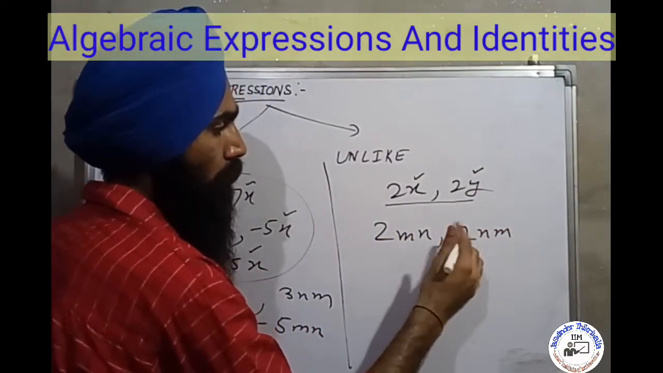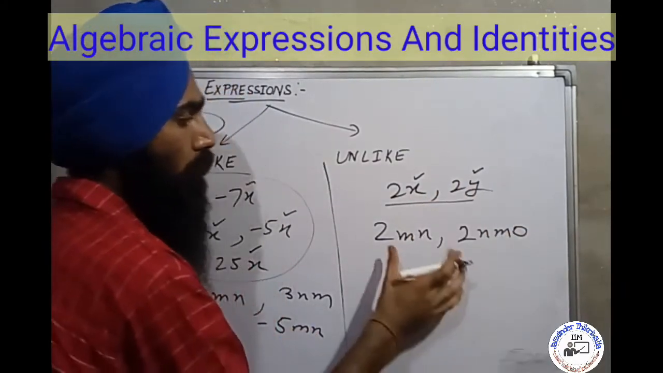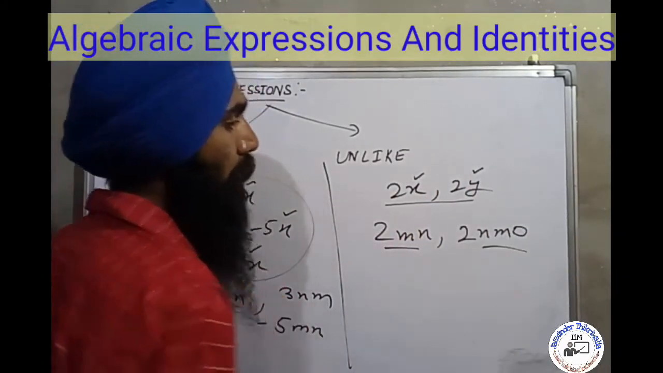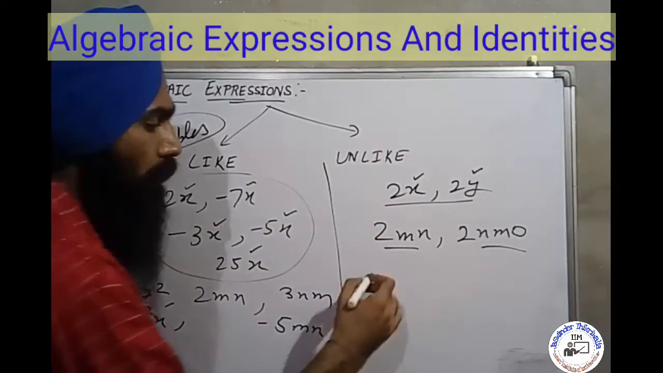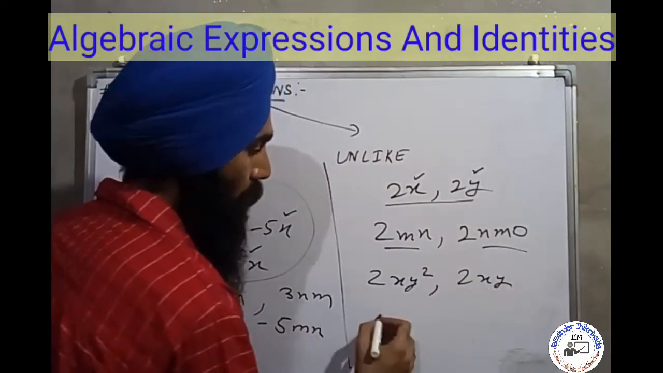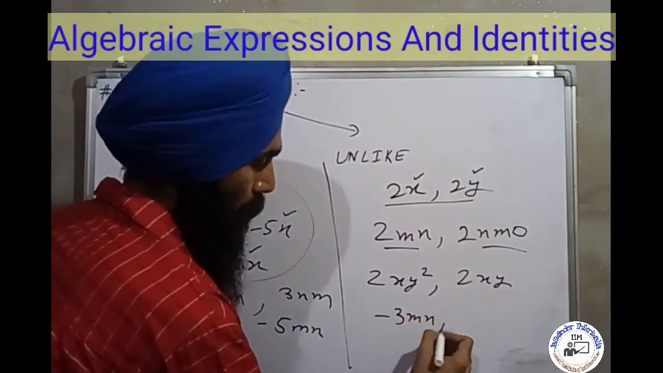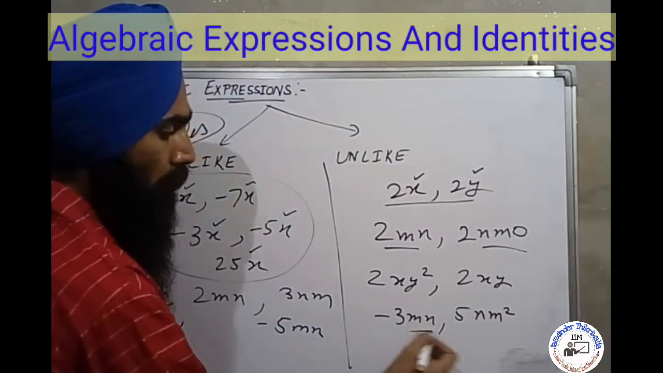2nm, okay, so in this the variables are same, so you can't write nmo. So now take an example, here mn, here nmo, so these both are unlike. Take one more example, 2xy square, 2xy minus 3mn plus 5nm square. Now check, compare these variables.